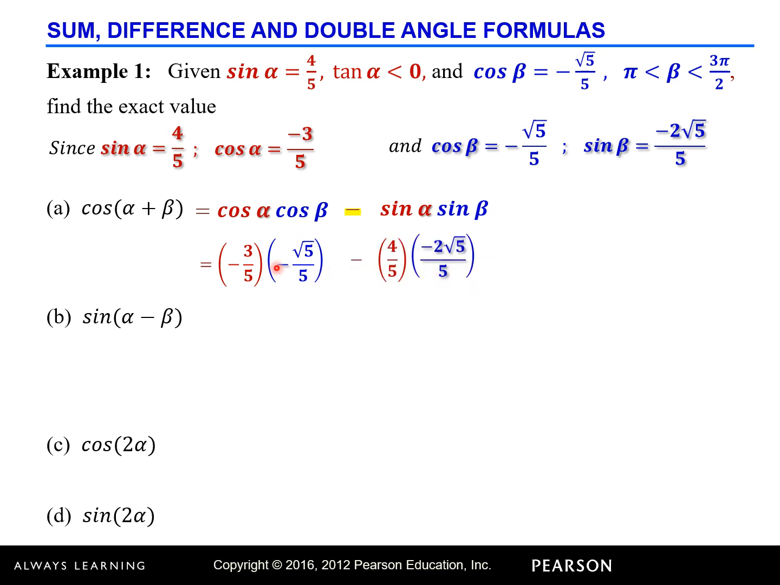Then after that, you would just put it in the calculator, then you will get 11 square root of 5 over 25, and make sure the answer is in simplest form and not in decimal places.